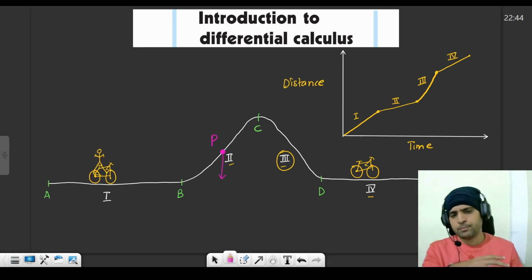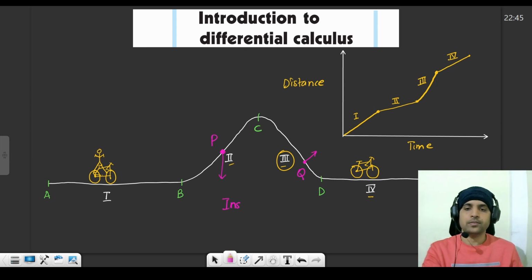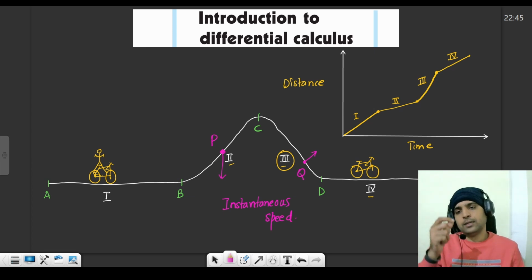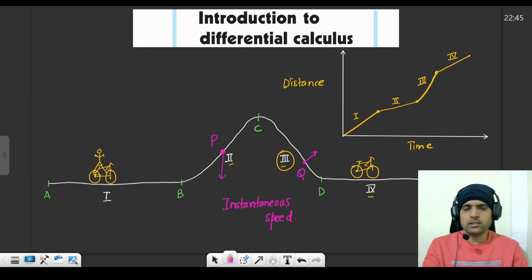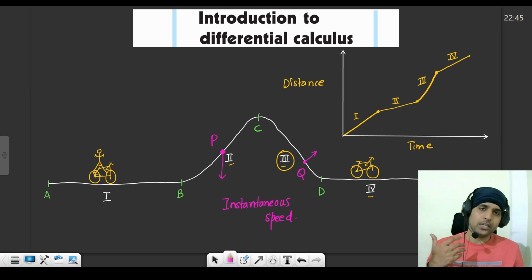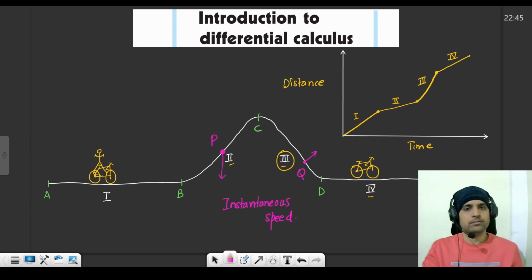Or randomly, if I pick any point here, suppose this point Q, what will be your speed at this particular point? So that is called instantaneous speed, right? Instantaneous speed or velocity, that you are trying to calculate, the speed at that particular point of time. That is something we were not able to achieve using our algebra. So we need this particular branch of mathematics which can help us calculate the instantaneous speed of a particular object. It's one example.